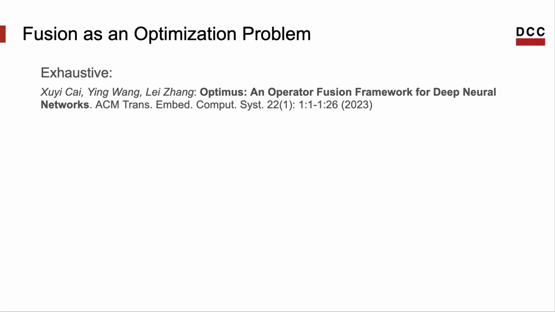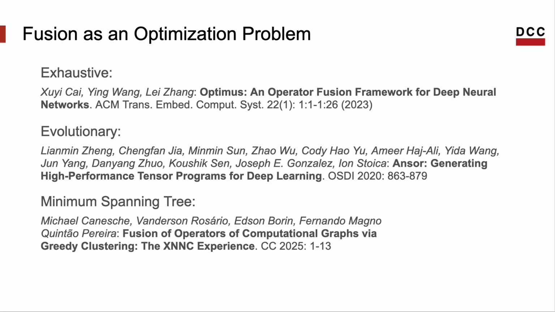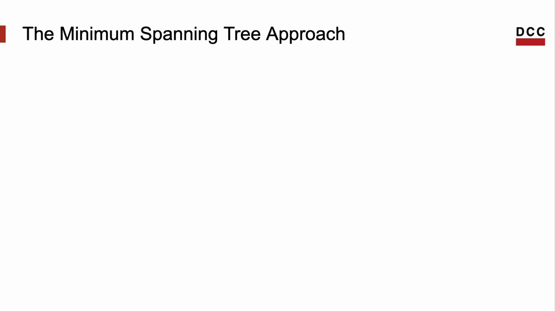We can use exhaustive algorithms, like the one that was presented by Kai et al. in 2023. We can use an evolutionary approach, like the one that we find in TVM, in Tensor, that was presented in 2020. Or we can use something that we shall call the minimum spanning tree algorithm. That's the core of this paper. So this is what we shall be presenting in this paper. So let me show how that works.